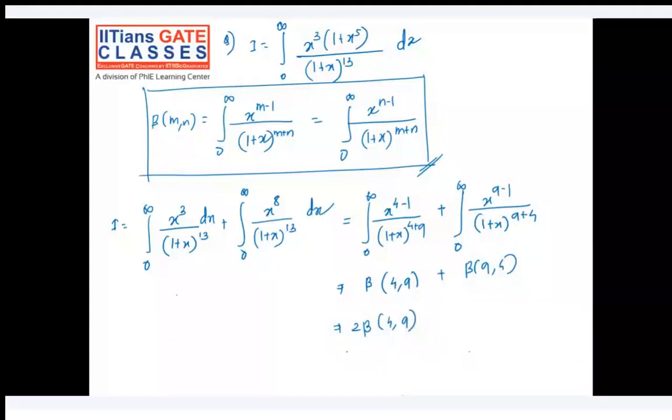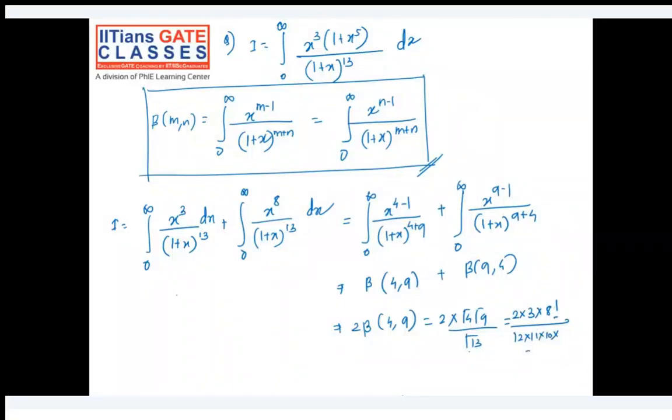Okay? And what is beta 4 comma 9? It's gamma 4 gamma 9 divided by gamma 13. And you can further solve it. 2 into 3 into 8 factorial divided by 12 into 11 into 10 into 9. 8 factorial, 8 factorial, it cancels. 3 2 is 6. 2 2 will come here. So ultimately, I think you should get here 1 divided by 990.